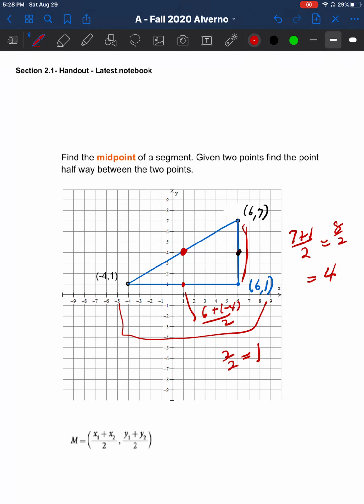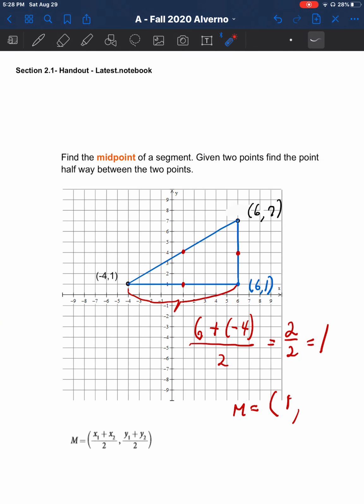So what that tells me is that the midpoint here is going to be the value 1, comma 4. Okay, so we've got the halfway along this axis, and this is halfway along this axis, and this then gives me the point 1, minus 4. So if the 1 goes there, minus 4 goes there, that gives us our point.